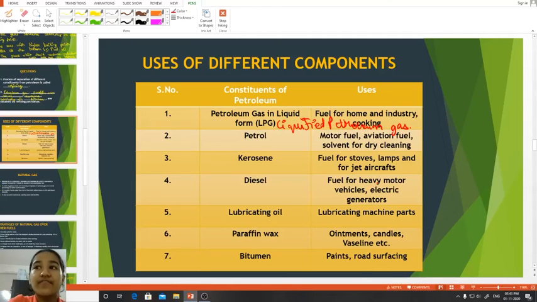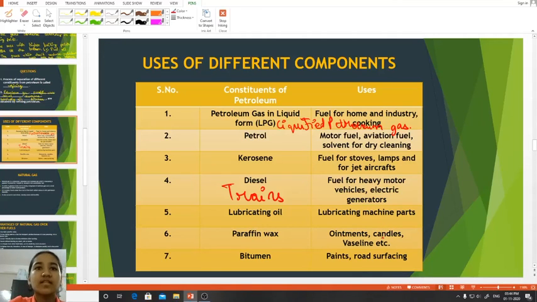Diesel we use for heavy motor vehicles and electric generators. That's why diesel is used in trains; we have seen diesel trains. Lubricating oil is used for lubricating machine parts. It is an oily substance that reduces friction in the machine parts. Paraffin wax is used in ointments, candles, and Vaseline.